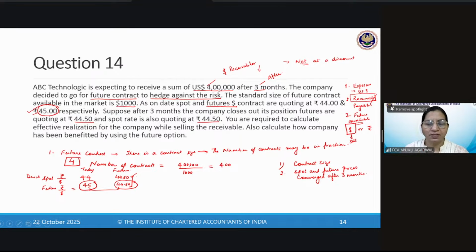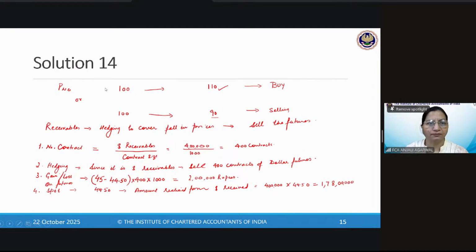So how much did you receive from the spot? 400,000 into 44.5 plus 2 lakhs. Net what you have received is 2 crores. You can see that if the future prices fall, by selling you gain. This is what you were fearing: because you have dollar receivables, the price of dollars may fall. Therefore, you sold the dollar futures.